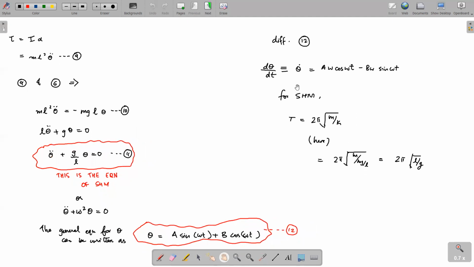If we differentiate this equation, this one, that is 12, d theta by dt will be equal to theta dot, that is a omega cos omega t minus b omega sin omega t. Yeah, so by applying the initial conditions, we will be able to find out the constants.